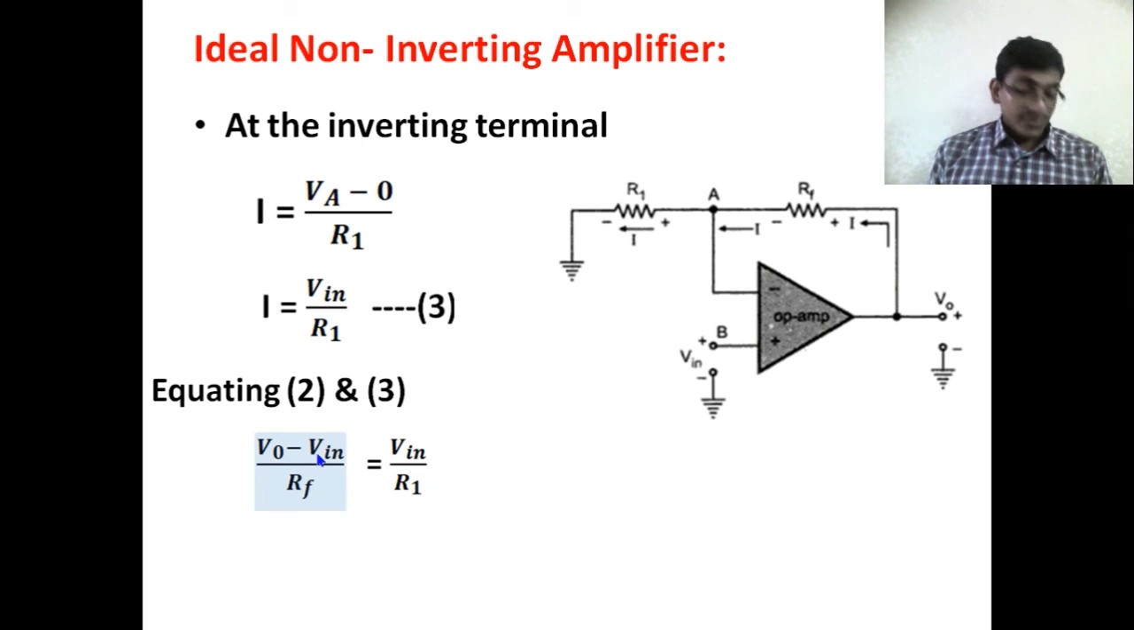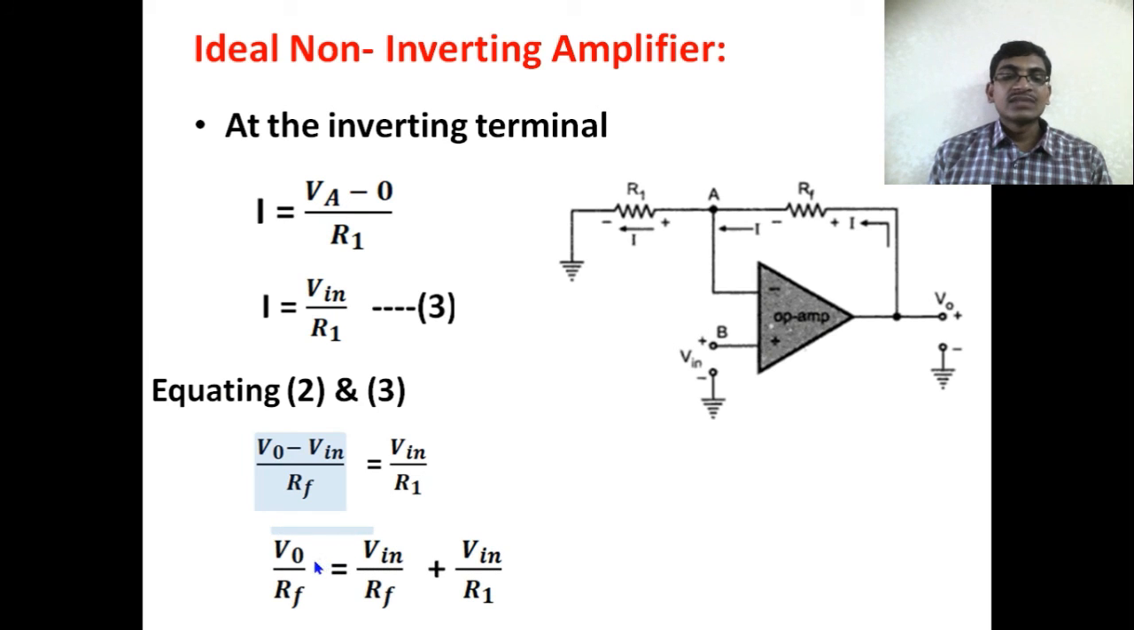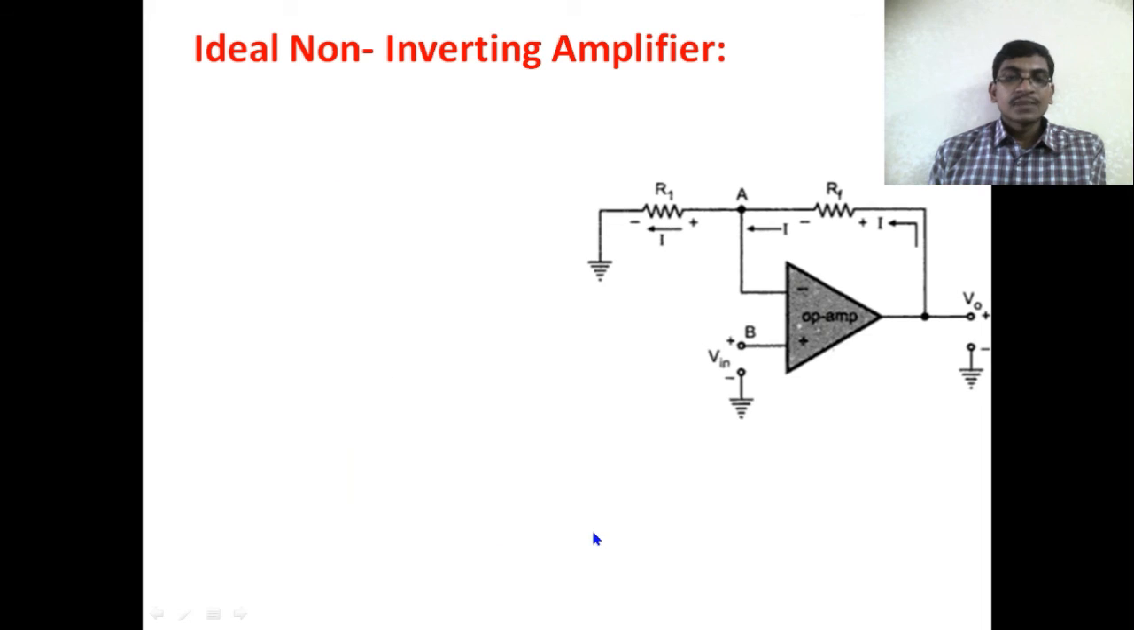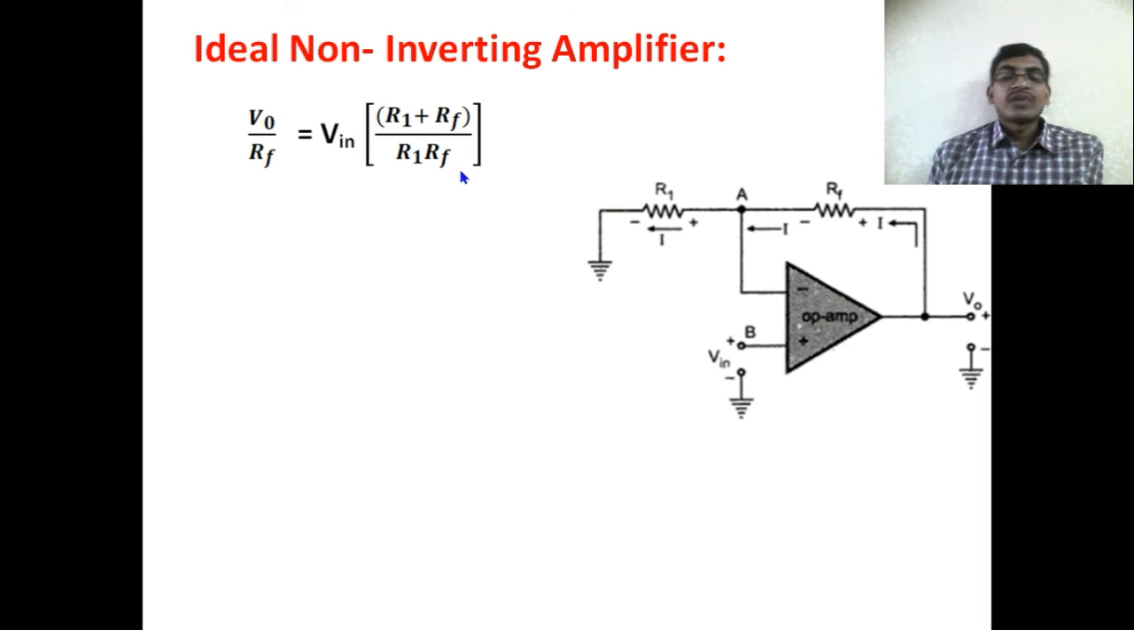If you observe the left hand side and right hand side, we have VIN terms, so we have to take the VIN by RF to the right hand side, and then we can write V naught by Rf is equal to VIN by R1 plus VIN by Rf. Okay. So now we can take the VIN as common here, and we can write the equation like V naught by Rf is equal to VIN into R1 plus Rf by R1 Rf after taking the LCM.